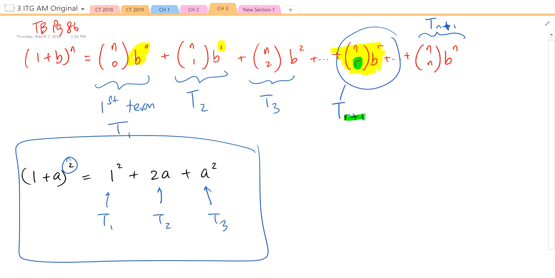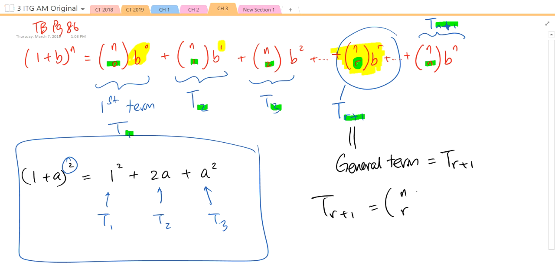Look at this one. And this. Is there a relationship? Is there a relationship between the green color parts? Can see, right? Okay, so my general term is also known as T(r+1). Okay? And we say it this way. T(r+1), in this case, is going to be n choose r, b to the power of r. This is for the case of expansion (1 plus b) to the power of n. Okay? Take note of this plus 1 over here. A lot of students will make a mistake because they think it's just r.